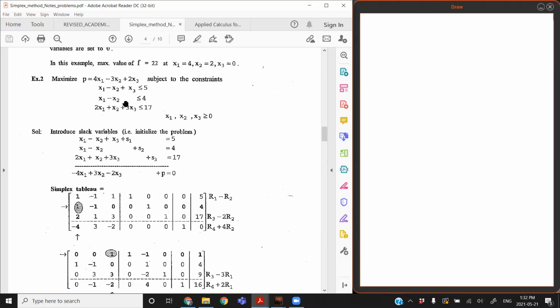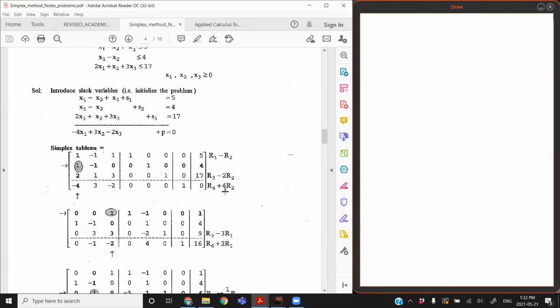We have 1, 2, 3 inequalities. That means we need 3 slack variables, s1, s2, and s3. So we create equations. The first equation plus s1 equals 5, second one plus s2 equals 4, third one plus s3 equals 17. Then for the objective function, we move everything to the left. So we will have negative 4x1 plus 3x2 minus 2x3 plus p equals 0.